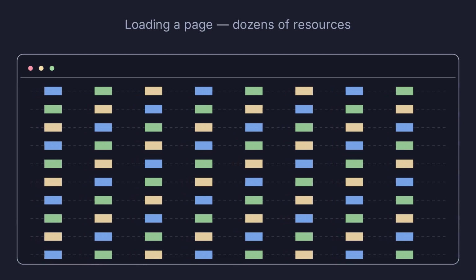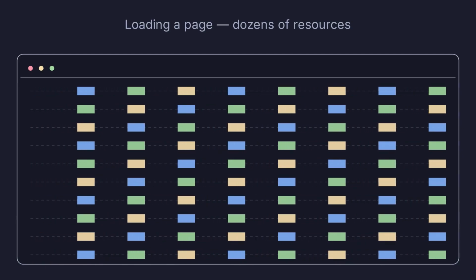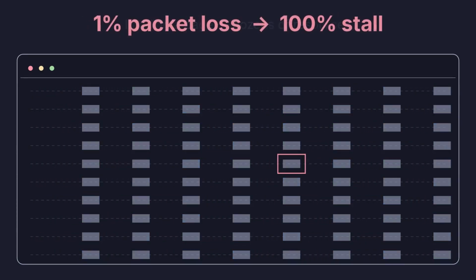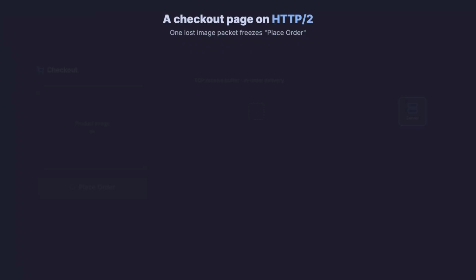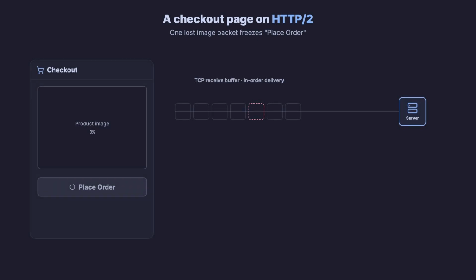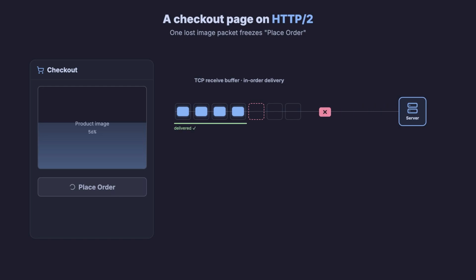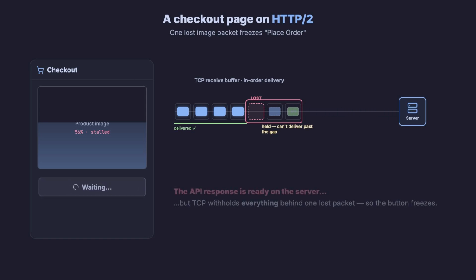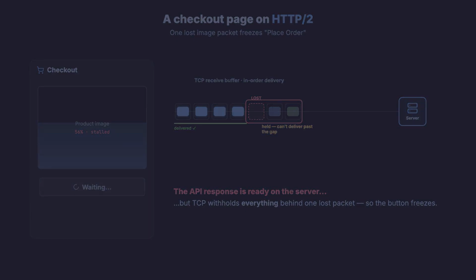Even 1% packet loss over a Wi-Fi network can cause a visible delay. For a web page with dozens of resources, this is a real problem. Imagine a checkout page on an e-commerce site. It needs a small API call to validate the shopping cart and a large, non-critical product image. On HTTP 2, if a packet from the image stream is lost, TCP blocks delivery of the API response too. The Place Order button freezes, even though the actual vital data is ready on the server. That's the real-world pain of TCP head-of-line blocking.